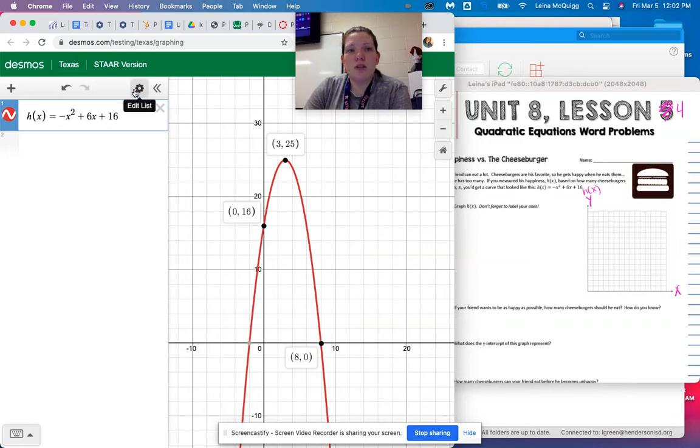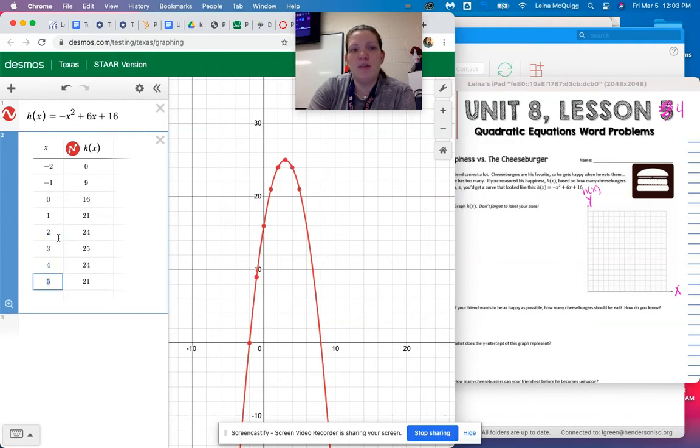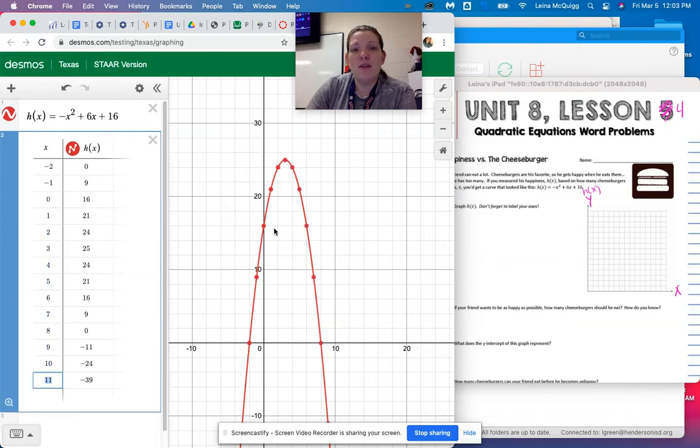I also want to show this to you really quick. I'm going to use these 3 points, but I want to show you how you can come up with more points. So you can click this little settings button, the edit list, and click table, and then it will give you a lot more points. If you just keep clicking enter, it'll keep adding points. So now you have multiple points here that you could graph on this line to make it more accurate, okay? You will be able to use Desmos on your STAR test. So I wanted to point this out and keep this in mind, okay?